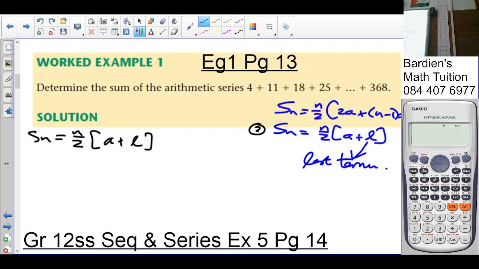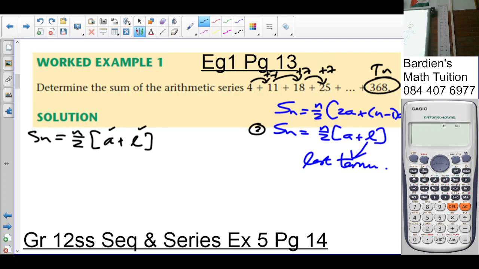For this formula, I need to know the number of terms as well as the first term and the last term. We have the a value, we have the l value. We don't have the n. We don't know how many terms there are. You will understand. How do we move from one term to the next? We're adding 7 all the time. So my d value is going to be 7.